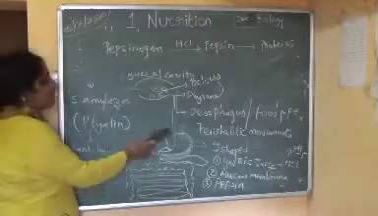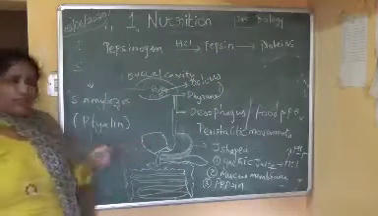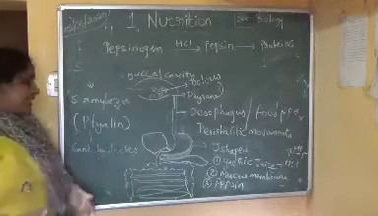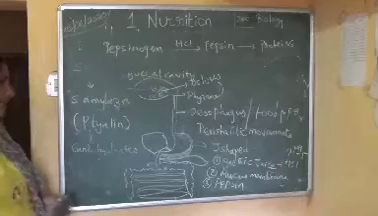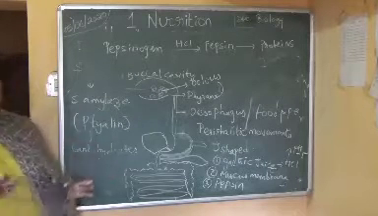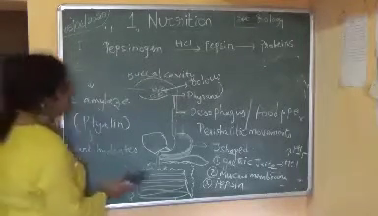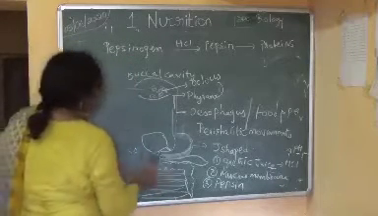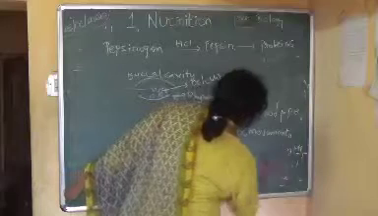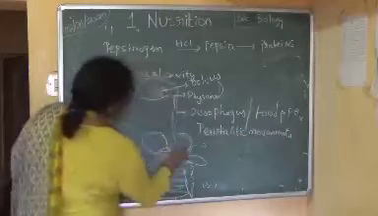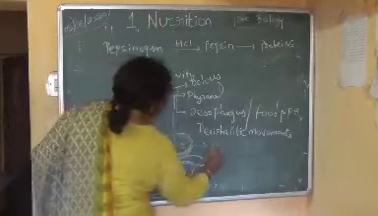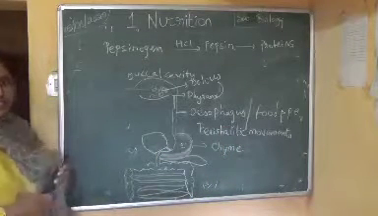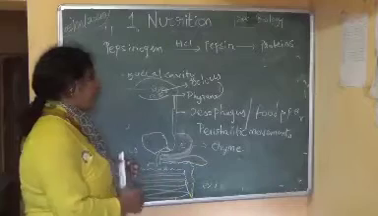The food has been digested in the stomach. The food becomes very soft, very juicy, very slippery. Now the food present in the stomach is called chyme.